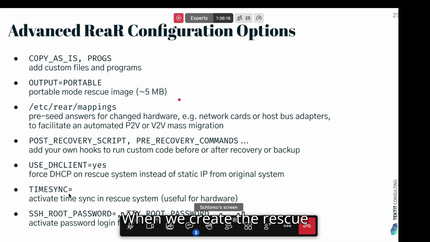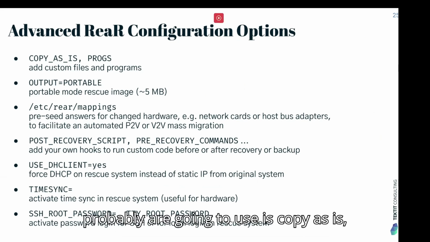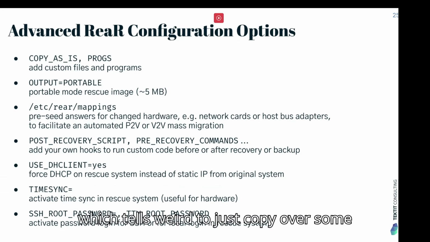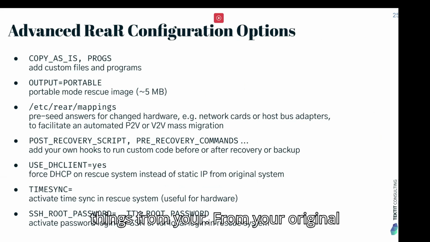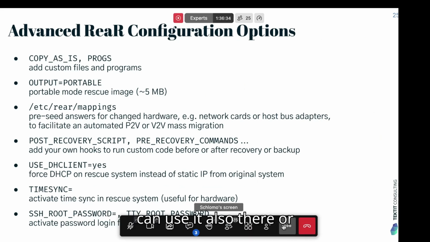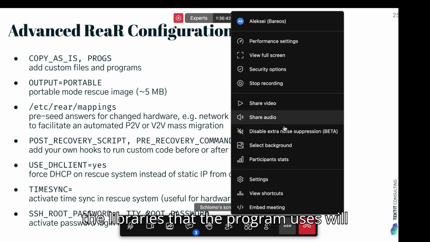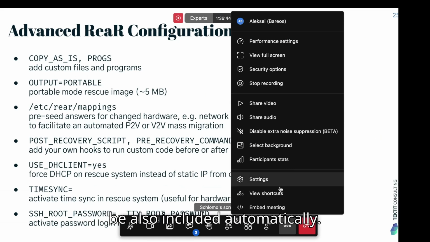When we create the rescue media, you can modify what happens. One thing that you probably are going to use is copy as is, which tells ReaR to just copy over some things from your original system into the rescue media so that you can use it also there. Or procs, if you want to add additional programs, they will be copied over, and the libraries that the program uses will be also included automatically.